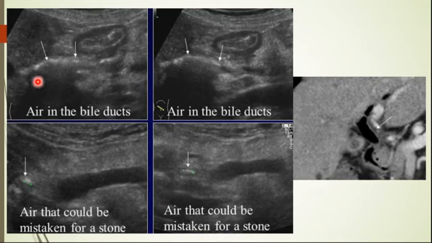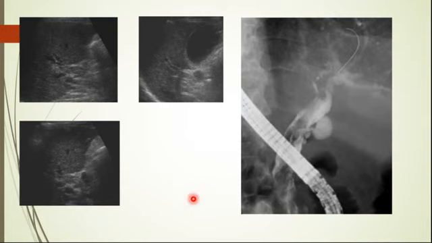You can see here the bile ducts filled with air that looks echogenic with shadow. Someone might mistake it for a stone, and you can see in the CT scan the bile duct is filled with air. Another example here, the bile duct is filled with something echogenic. However, this patient has hemobilia, and by ERCP you can see the clot filling the common bile duct.